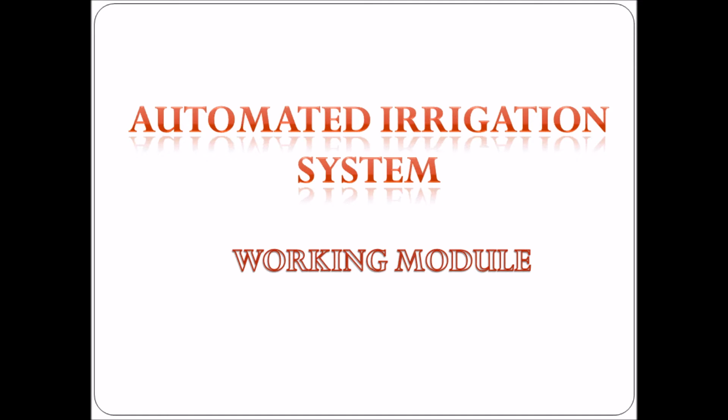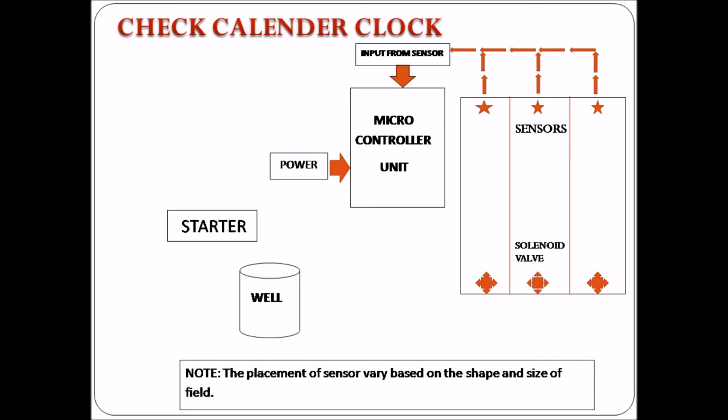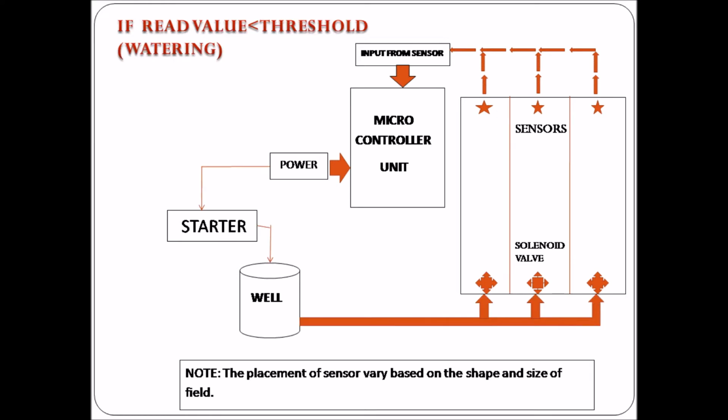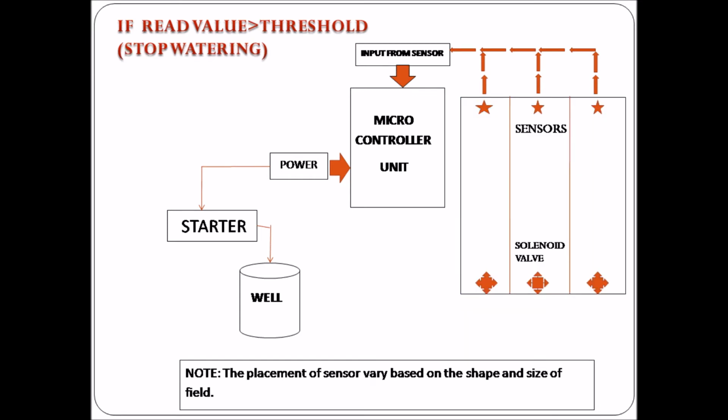Welcome to our working module session. Initially, all the components are interfaced and placed in appropriate positions as given in the block diagram. Power source is applied to the Stellaris launchpad. As a result, it processes the source code, simultaneously receiving the signals from the other sensors. Here, the calendar clock is checked for the threshold, where the threshold value is already set for each sensor. If the red value from the sensor is less than the threshold value, watering is done until the condition becomes false. If the red value from the sensor is greater than the threshold value, then watering is stopped.